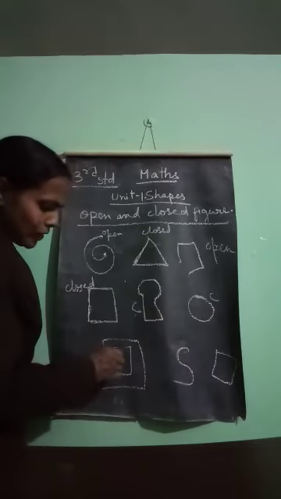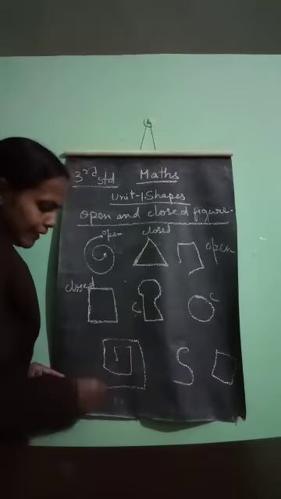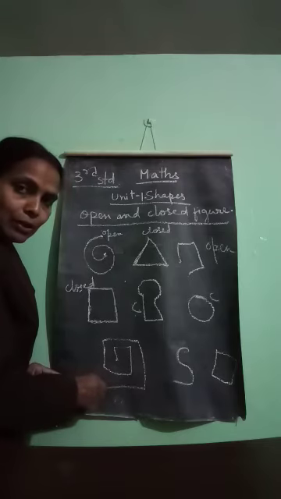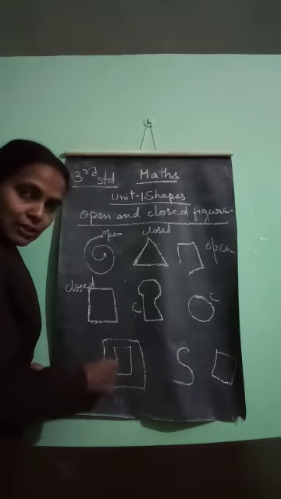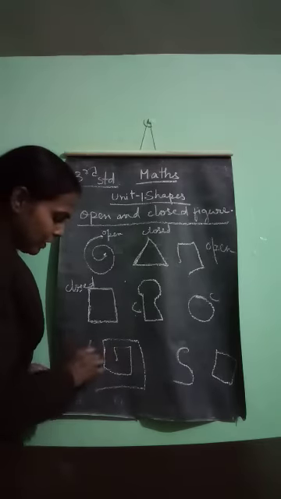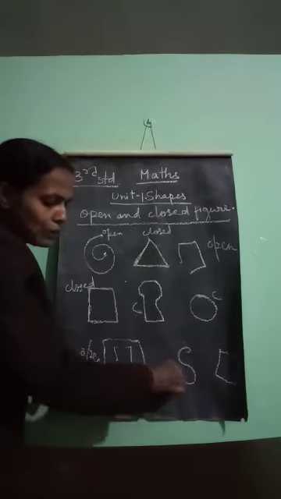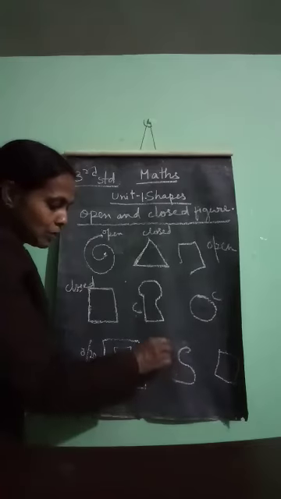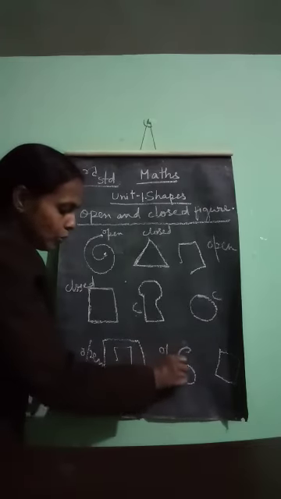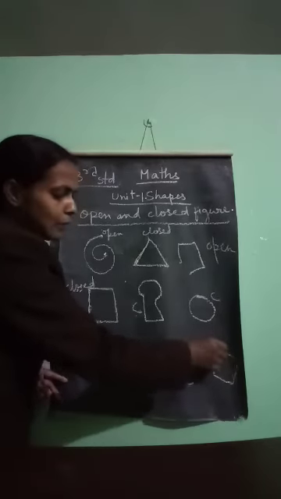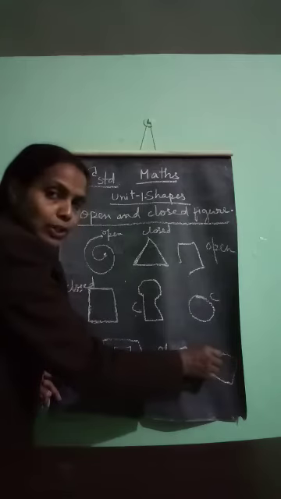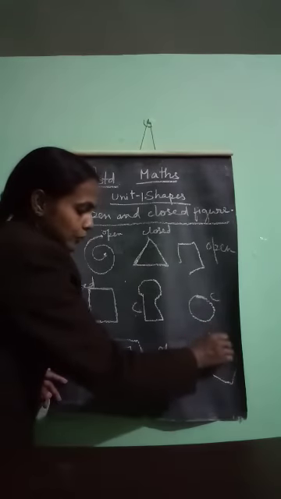This is an open figure because here the start point and end point are not at the same place, or they don't meet. So it is an open figure. Here this is also an open figure because the start point and end point are different. So it is an open figure. Here the start point and end point meet. So it is a closed figure.